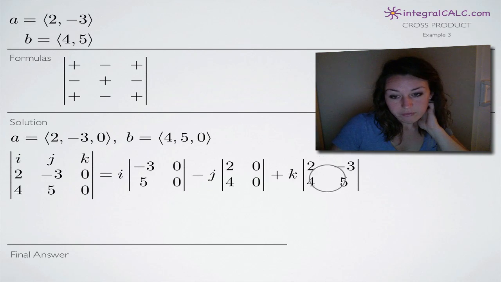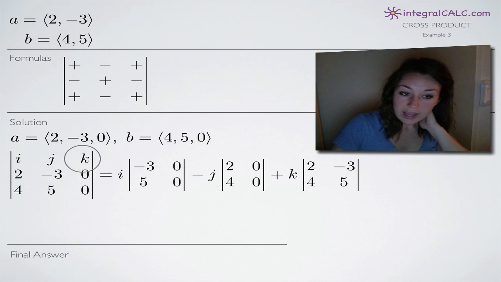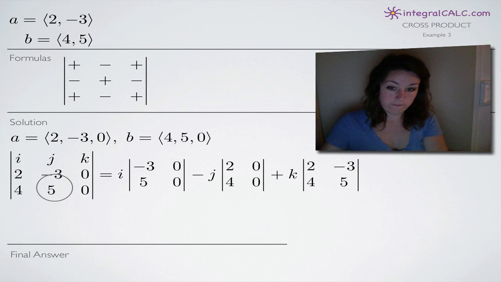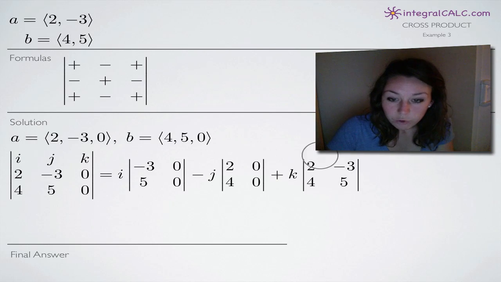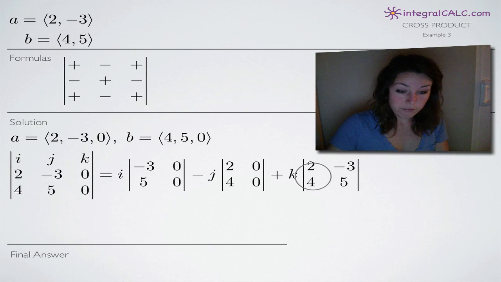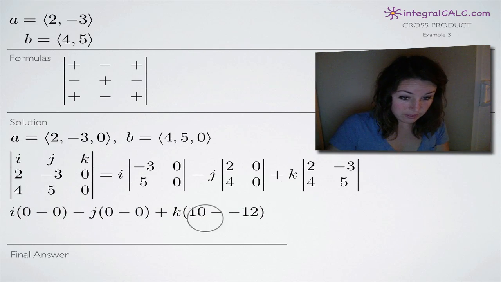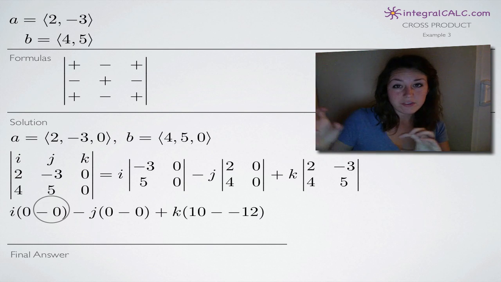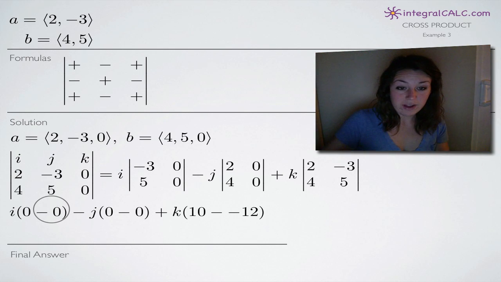We do the same thing for k, ignoring i, j, and k, 0, and 0, and we're left with 2, negative 3, 4, and 5. That 2, negative 3, 4, and 5 come over here and get multiplied by k. So that's how we break apart our matrix. The reason we do that is so that we can get to this step here where we multiply everything out, and then we'll be able to simplify and solve for our cross product vector.